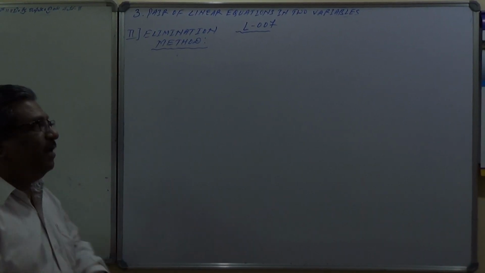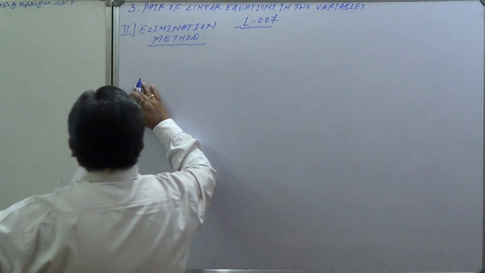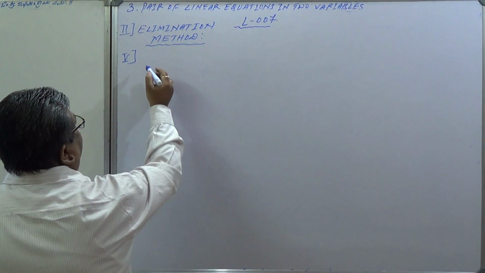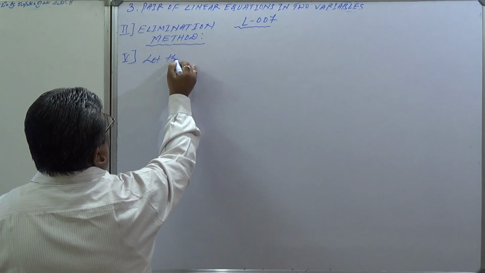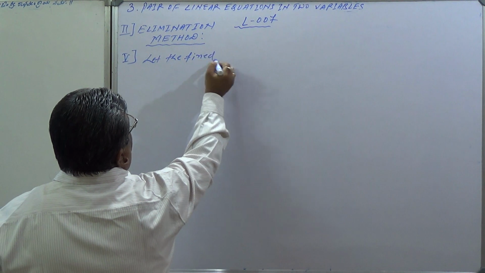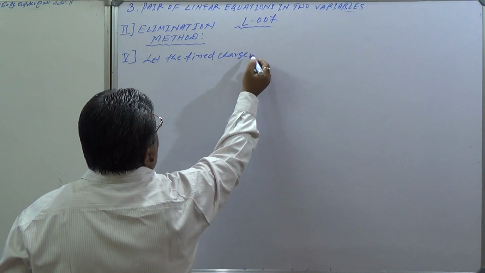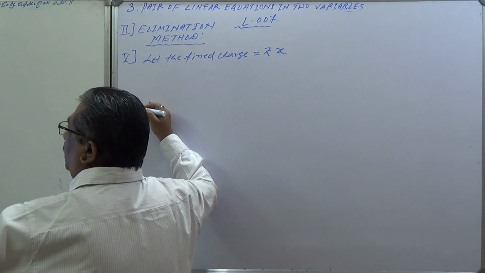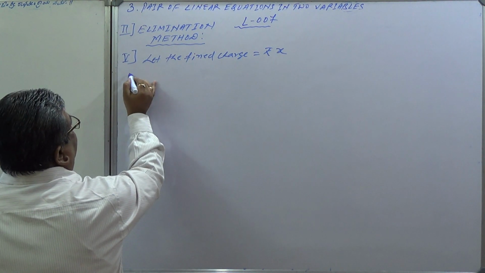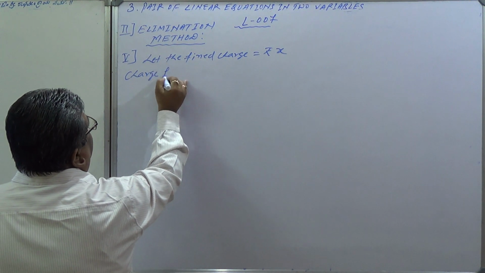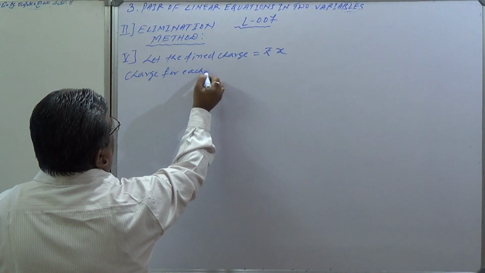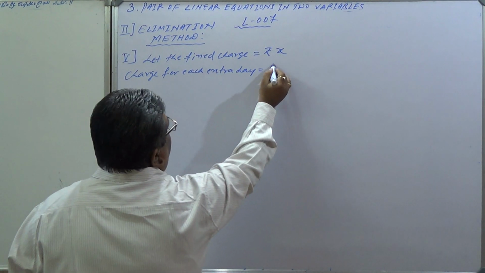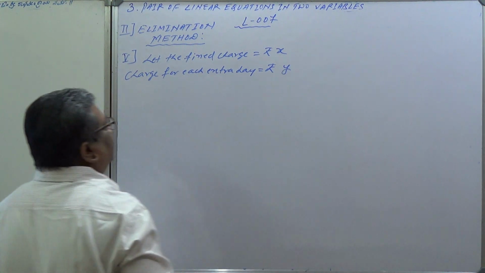So let us assign the variables now. Question number five. Let the fixed charge be rupees X. Let the charge for each extra day be rupees Y.